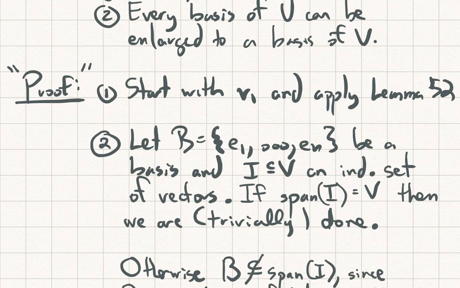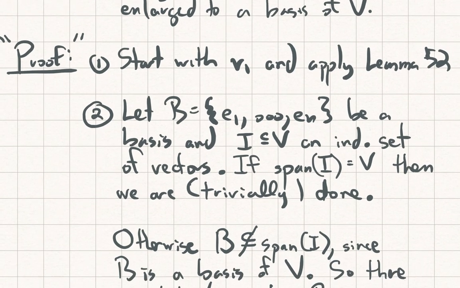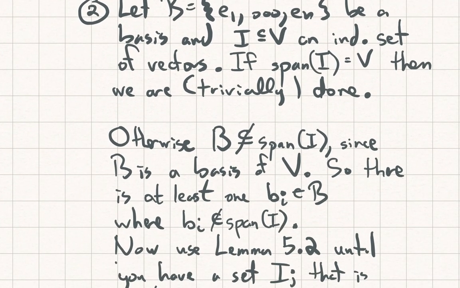But maybe it doesn't span. So what we can do is the following. We can note first that, of course, B isn't in the span of I, because B is a basis and I isn't a basis, so there's no way that the span of I includes all of B, otherwise it would be a basis.